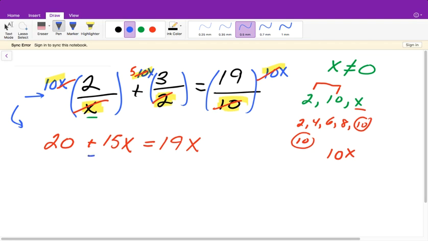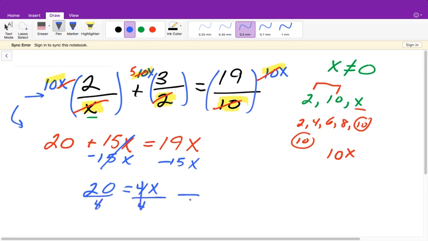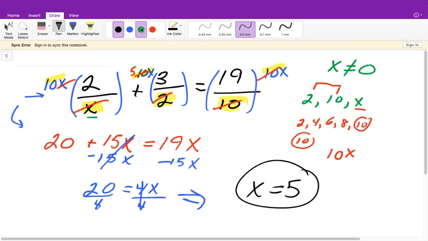So we would just go ahead and subtract over a 15x. So we'd get 20 is equal to 4x. Divide each side by 4. That means that x is equal to 5.